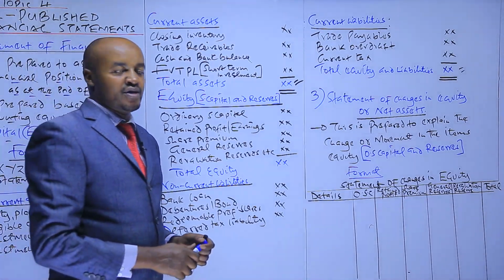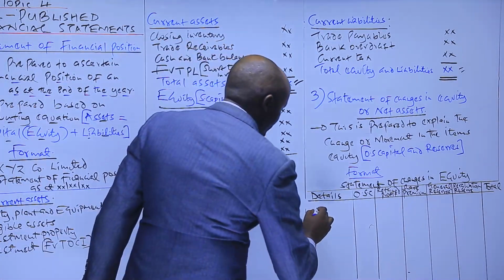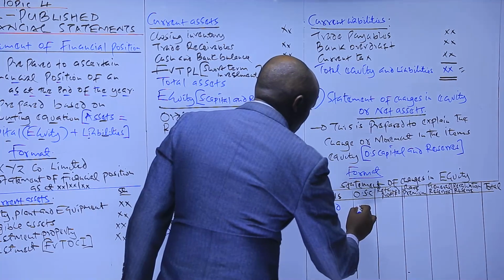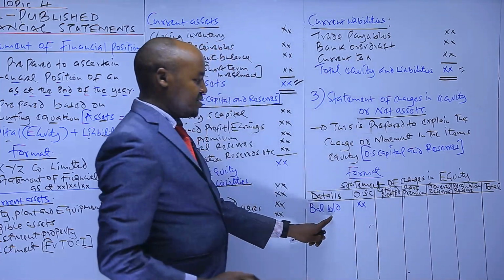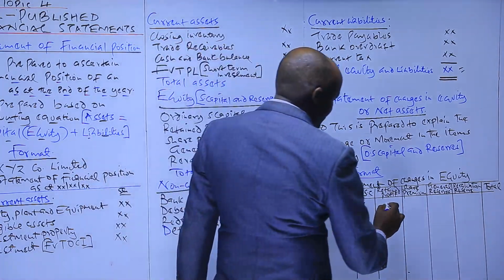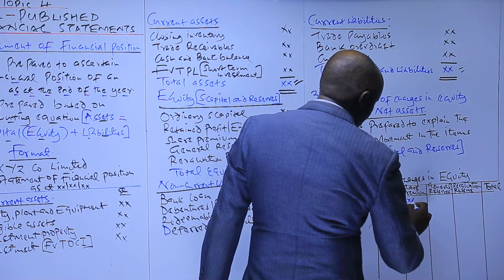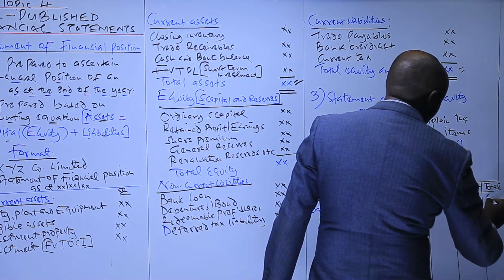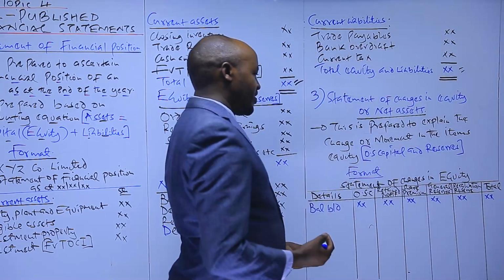So what we start with when preparing this statement of changes in equity, we always start with the opening balances. Opening balances are the balances brought down. These are the balances of these items at the start of the year.